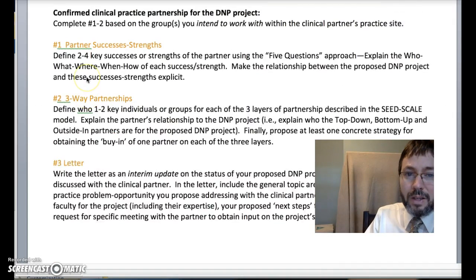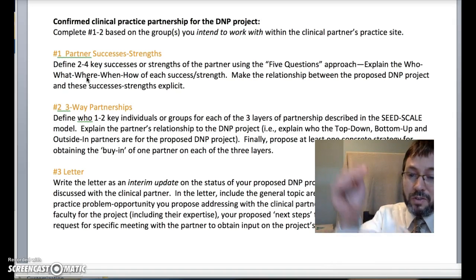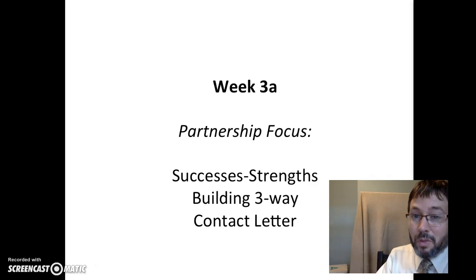So that's a little bit of the nuts and bolts of the assignment. Again, the main point here is to give you tools to think about who the partner is, what they're good at, so that eventually you can figure out how to build on it. Who are the three-way partners, top down, bottom up, outside in, for your DNP project so that you can design it well, and then taking all of that insight into a letter to either market yourself to this practice partner as a resource, or to follow up on earlier discussions. So those are the assignments due for week 3A.